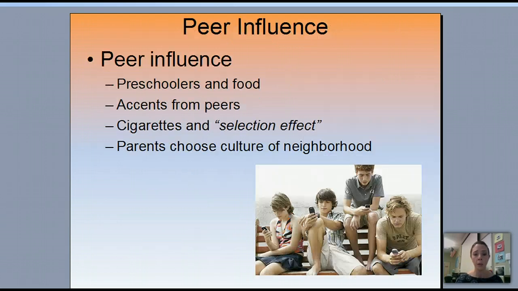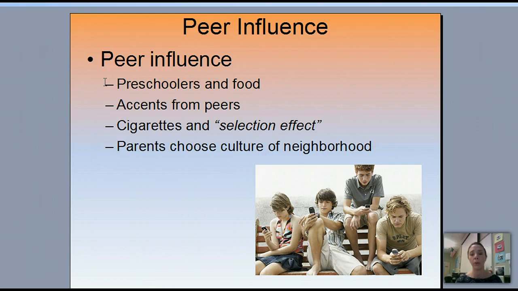Okay, as far as our peers, we find that peers have huge influence on us outside of the home, but our parents, I'm going to skip to the end, choose the culture of our neighborhood and where we'll live, so they ultimately choose what peers we will be around. Here are some interesting things about peer influence. In preschoolers, before age 5, children will eat something they don't like if everyone at the table is eating it, their friends, right? So if you want your kids to eat broccoli, put them at a table with a bunch of kids eating broccoli. They're easily influenced by their peers at a young age.